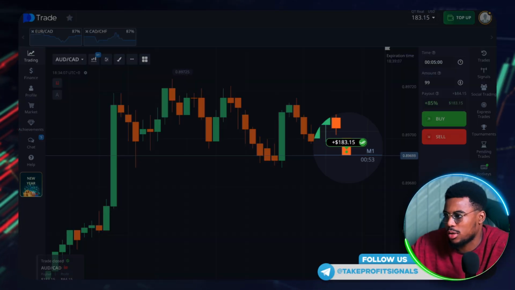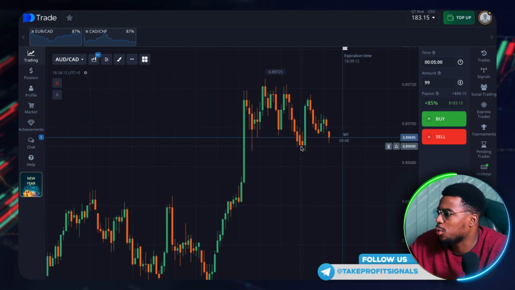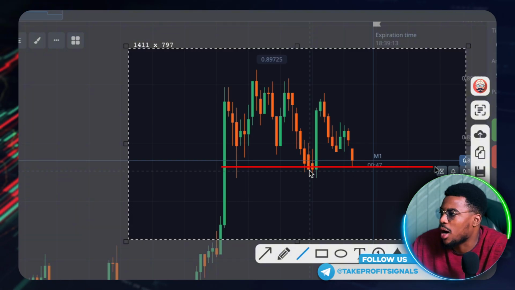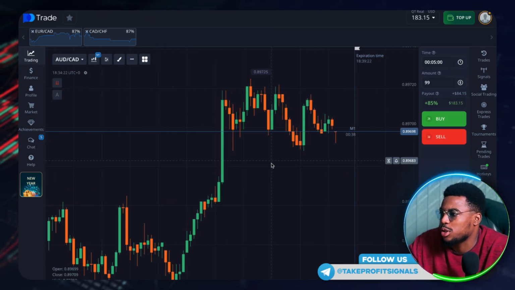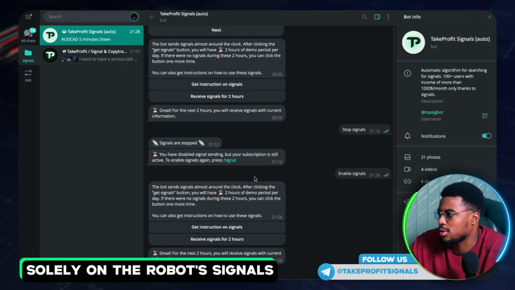So the first trade closes in plus. Yeah, the position here was not super confident. We are in a sideways movement, and unfortunately we have not yet come out of it to start some aggressive fall. But today I will not try to analyze the chart. Today we will rely solely on the signals of this robot.